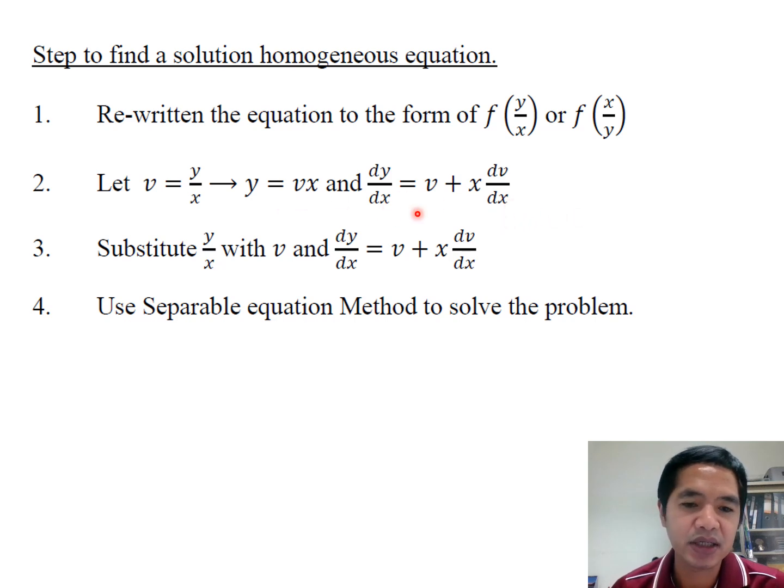The product rule. Then after you differentiate, substitute y over x with v in the first step, and substitute dy over dx with v plus x dv over dx into the first step. After you plug in, then use the separation method to solve the problem, which is the easy part, right? So whenever you have a homogeneous equation, just follow these 4 steps, okay?